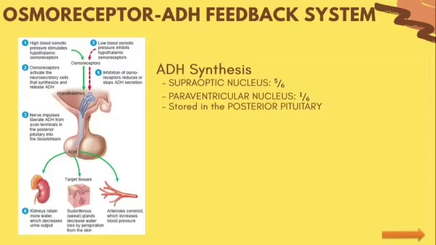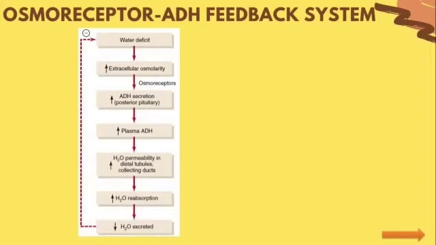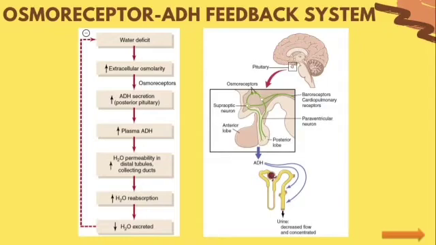There are neuronal cells called osmoreceptors, which are excited by small increases in ECF osmolarity. They are found in the vicinity of the anteroventral region of the third ventricle, or the AV3V region, specifically at the subfornical organ and the organum vasculosum of the lamina terminalis. These areas lack the typical blood-brain barrier, allowing ions and other solutes to cross between the blood and interstitial fluid. Hence, these regions rapidly respond to small increases in ECF osmolarity.